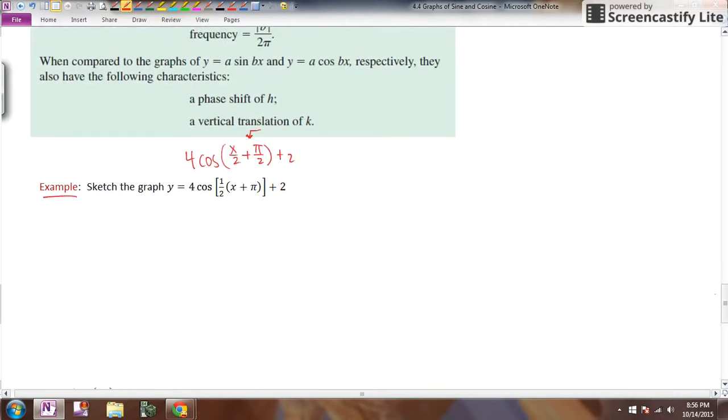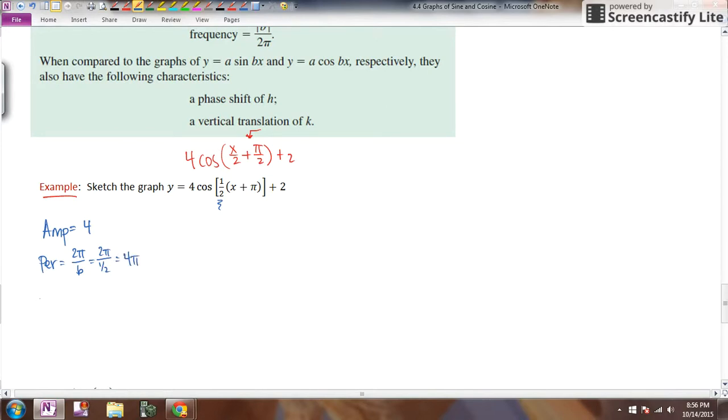Again, you're just going to go through the motions that I want you to do every single time, and that is tell me the amplitude, which in this case, what's multiplied out front? A 4. So it's going up 4, down 4 from the midline. The period is 2 pi over b. And now that we've done the factoring out, we see that our b value is a half. So that is 2 pi over a half, which is 4 pi. Copy dot flip if you need to.